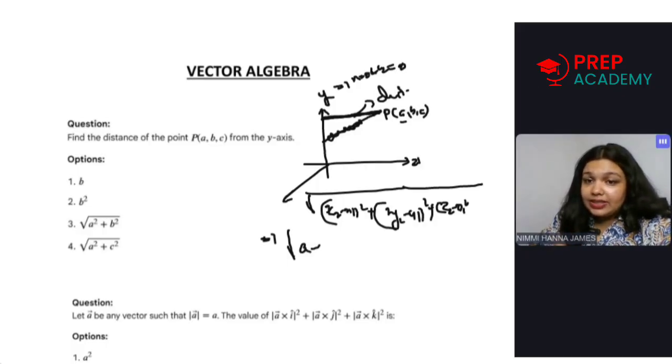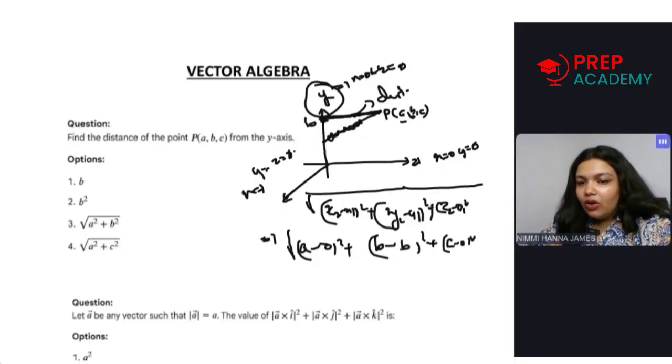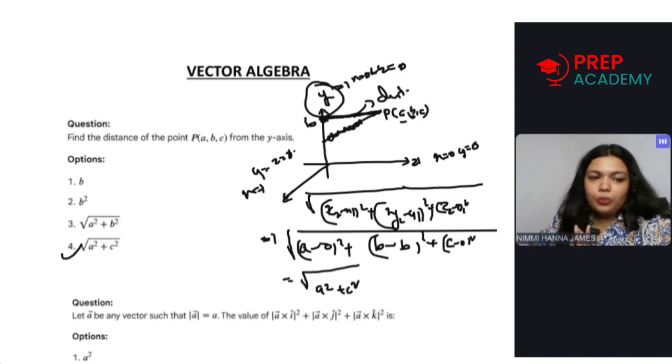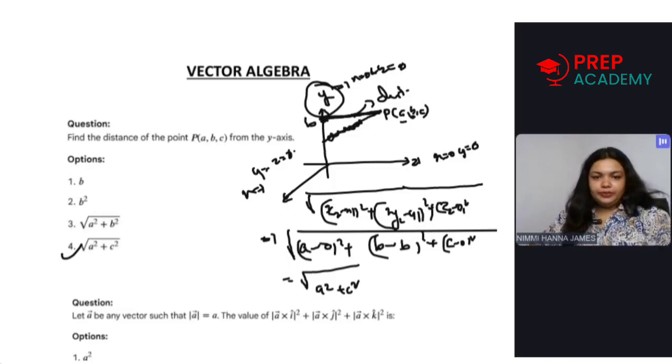If in the z axis x and y are equal to 0, in the x axis y and z are equal to 0. So here we have the y axis, so x and z are 0. So a minus 0 the whole squared plus b minus, here what is the coordinate? If this is b, this must also be b. So b minus b the whole squared plus c minus 0 the whole squared. So that is equal to root of a squared plus 0 plus c squared. So a squared plus c squared, yeah, option 4, root of a squared plus c squared is the answer. Okay, that's how we do that.